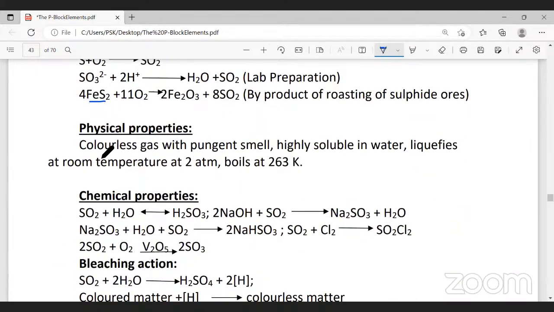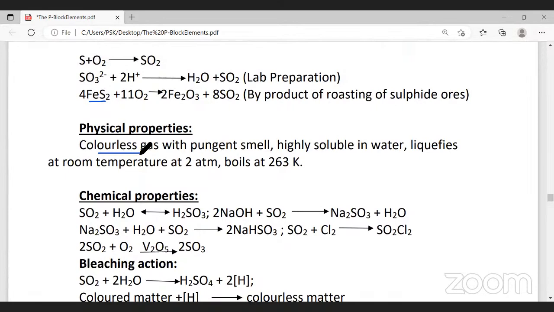Now, sulfur dioxide is a colorless gas, but it has a very pungent smell. It is highly soluble in water. It liquefies at room temperature at 2 atmospheres, and its boiling point is 263. Did you follow this so far? Yes, sir. Now we learn the chemical properties.